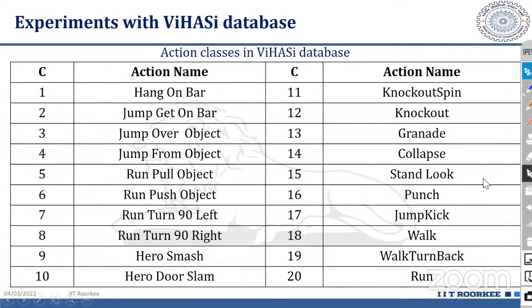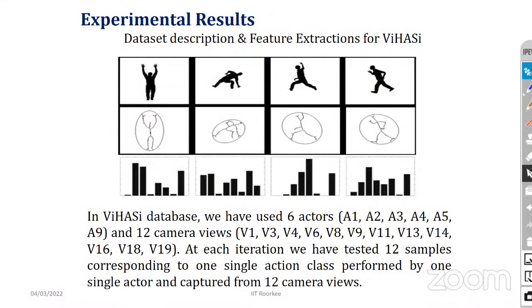So these are some of the class actions. These are some of the actions in the Virtual Human Action Silhouette Database: running, walking, punching, knockout, hang on ball. So these are all some of the actions. There are 20 actions. You may have several, but we have taken 20 actions.